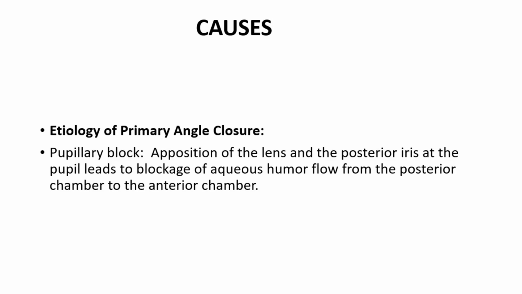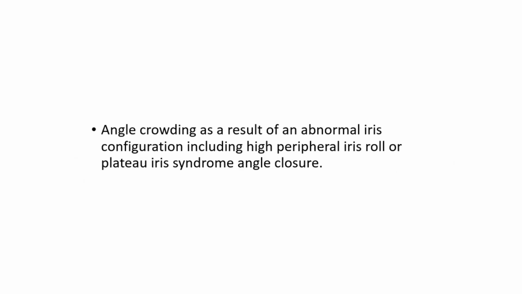Causes: etiology of primary angle closure. Pupillary block: apposition of the lens and the posterior iris at the pupil leads to blockage of aqueous humor flow from the posterior chamber to the anterior chamber. Angle crowding as a result of an abnormal iris configuration, including high peripheral iris roll or plateau iris syndrome. Angle closure.